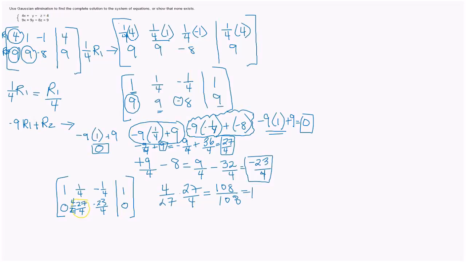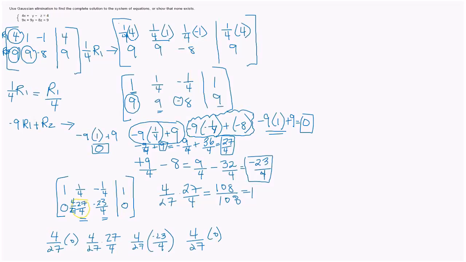So for our row 2, we're going to have 4 over 27 times 0. And then we're going to have 4 over 27 times 27 over 4 for our second column. And then in our third position, we're going to have 4 over 27 times negative 23 over 4. And then we have to do it again, 4 over 27 times 0 for that last position. And so that means our final row is going to look like this.